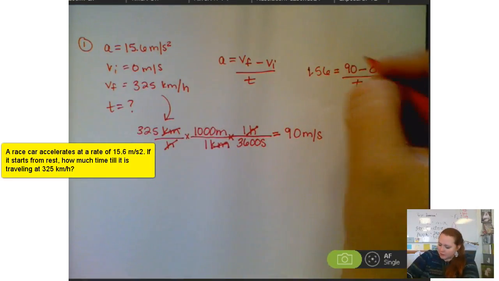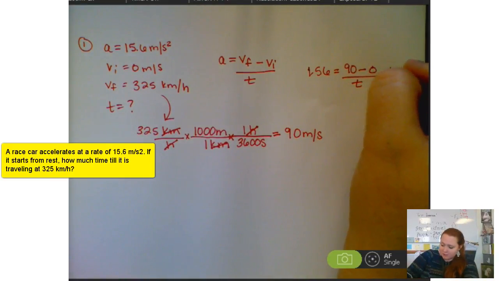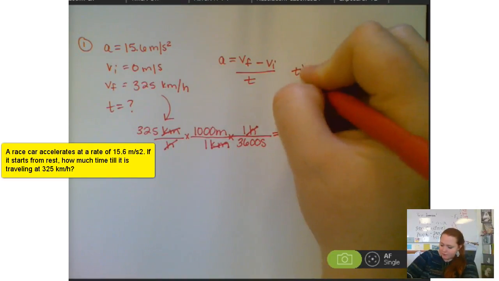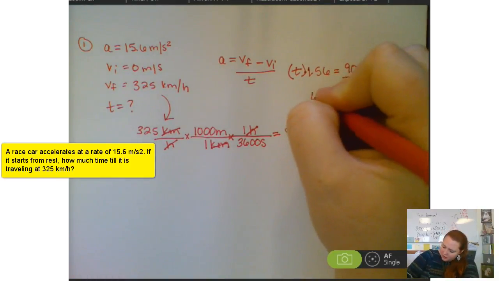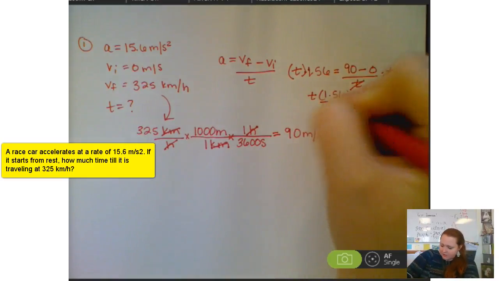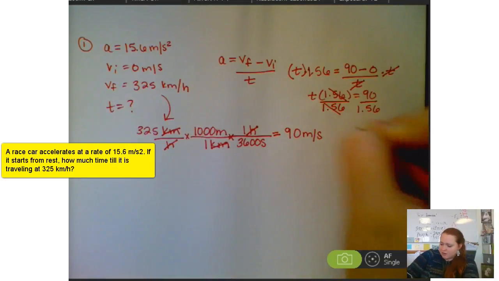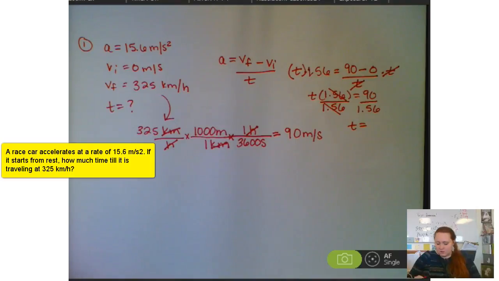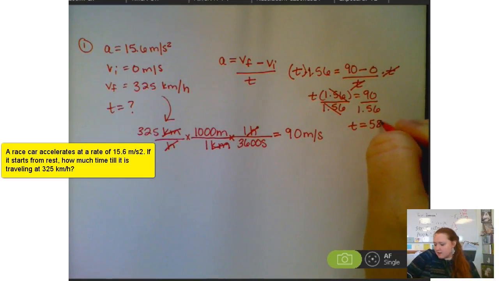Now here's where the algebra comes into play. I need to get this T, first of all, in the numerator, and I need to get it by itself. So I'm going to multiply both sides by T. That time is going to cancel with that one. And now I'm left with T times 15.6 equals 90. If I divide both sides by 15.6, I will get my answer. T equals 90 divided by 15.6, 5.8 seconds, approximately.